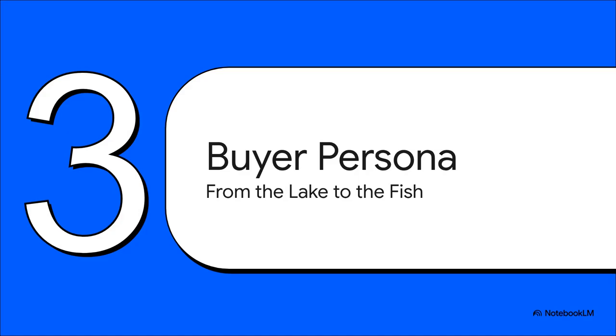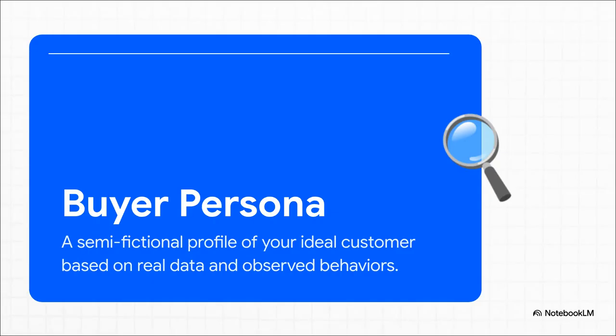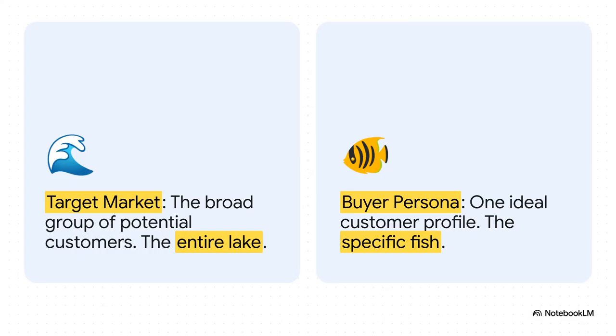Okay, so we've defined our lake, we know where to fish, but now it's time to get even more specific. We're zooming in from the wide view to a super sharp focus. Let's talk about building your buyer persona. So what the heck is a buyer persona? Think of it as a detailed profile of your one single ideal customer. And the most important words there are based on real data. This is not a work of fiction. So in our analogy, if the target market is the lake, the buyer persona is the specific fish you're trying to catch. Let's just put it side by side.